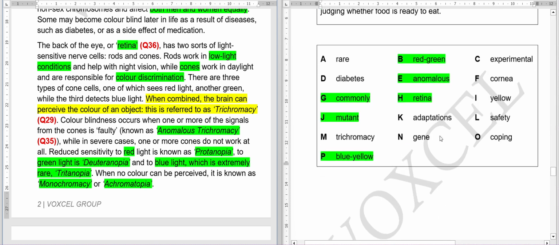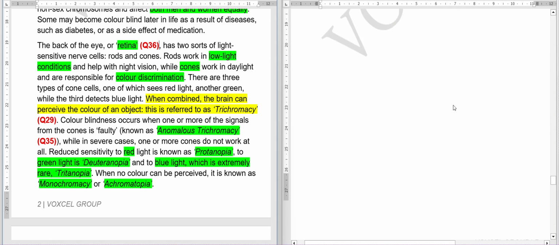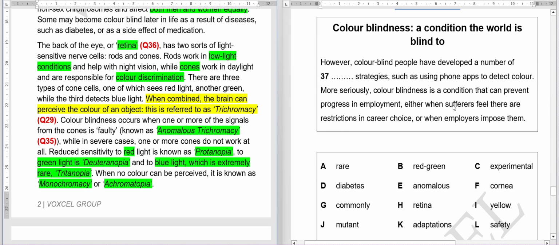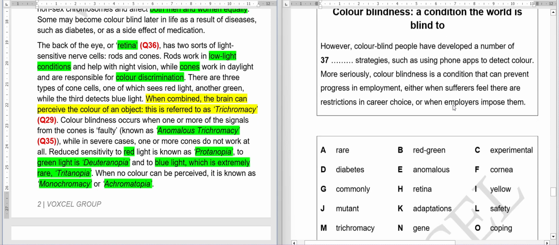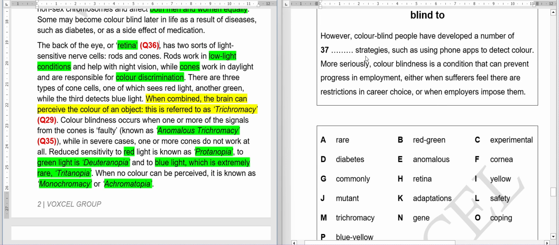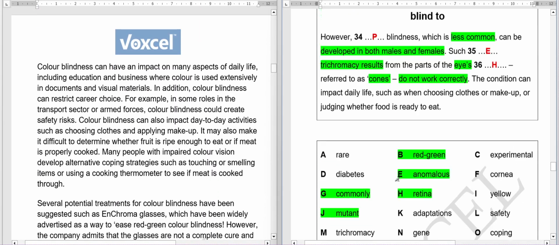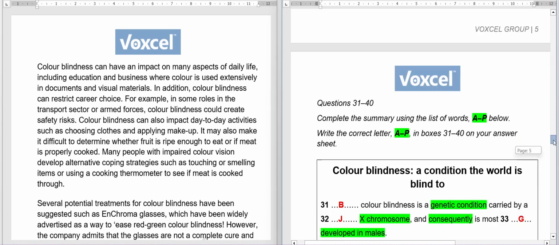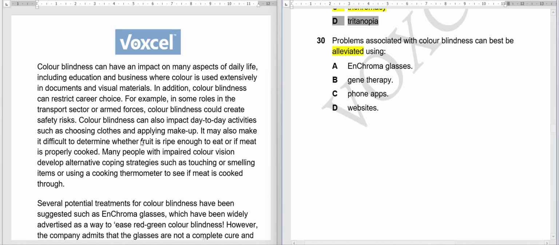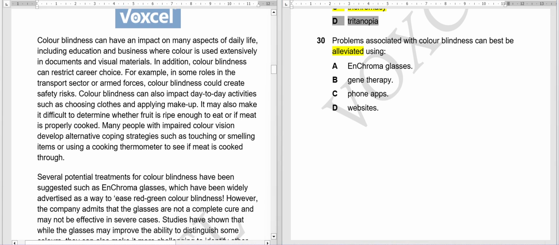So let's see if other questions are here as well. We have found two here. 37. However, color blind people have developed a number of dash strategies. Is there any mention of solutions here? Strategies, colorblind people making some strategies? No, there is no mention of that. So our answer is not in this paragraph. So what we're gonna do is read the next paragraph and move on to the MCQs. We have only one MCQ left, that's question number 30. So let's read this paragraph together now.